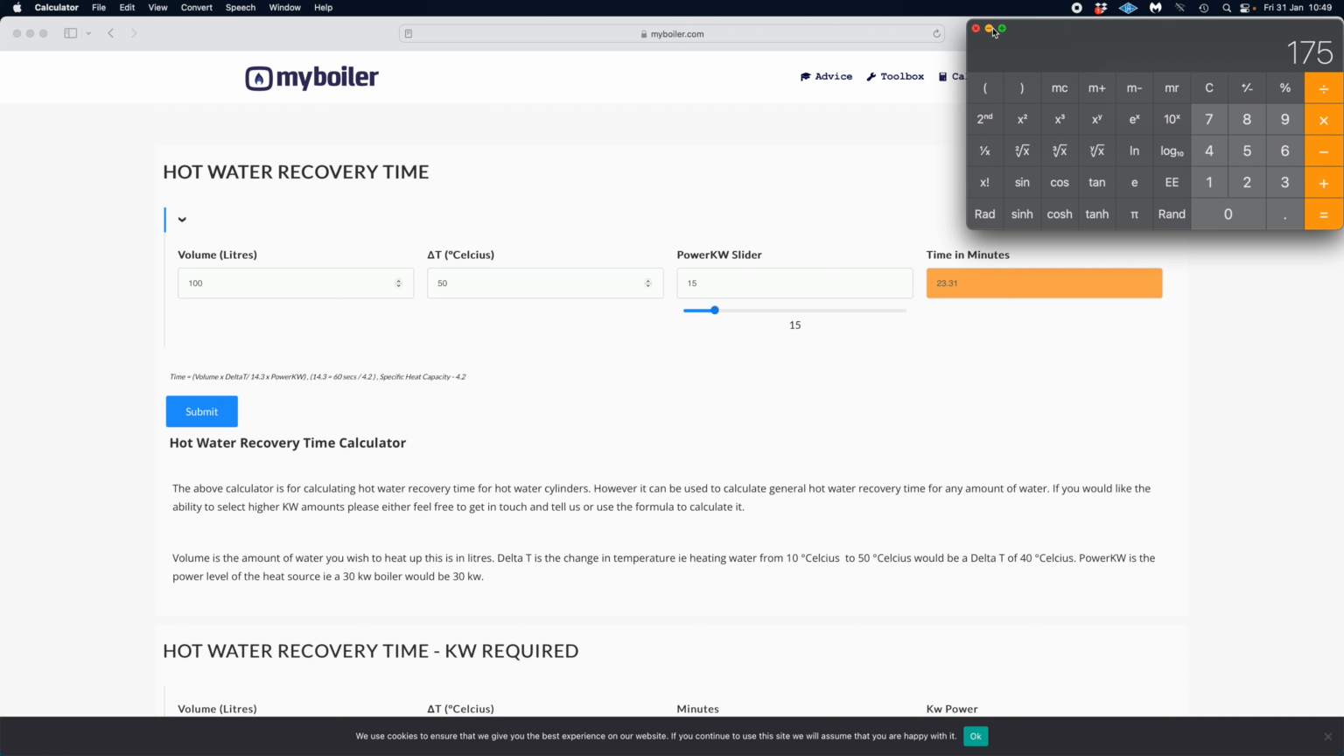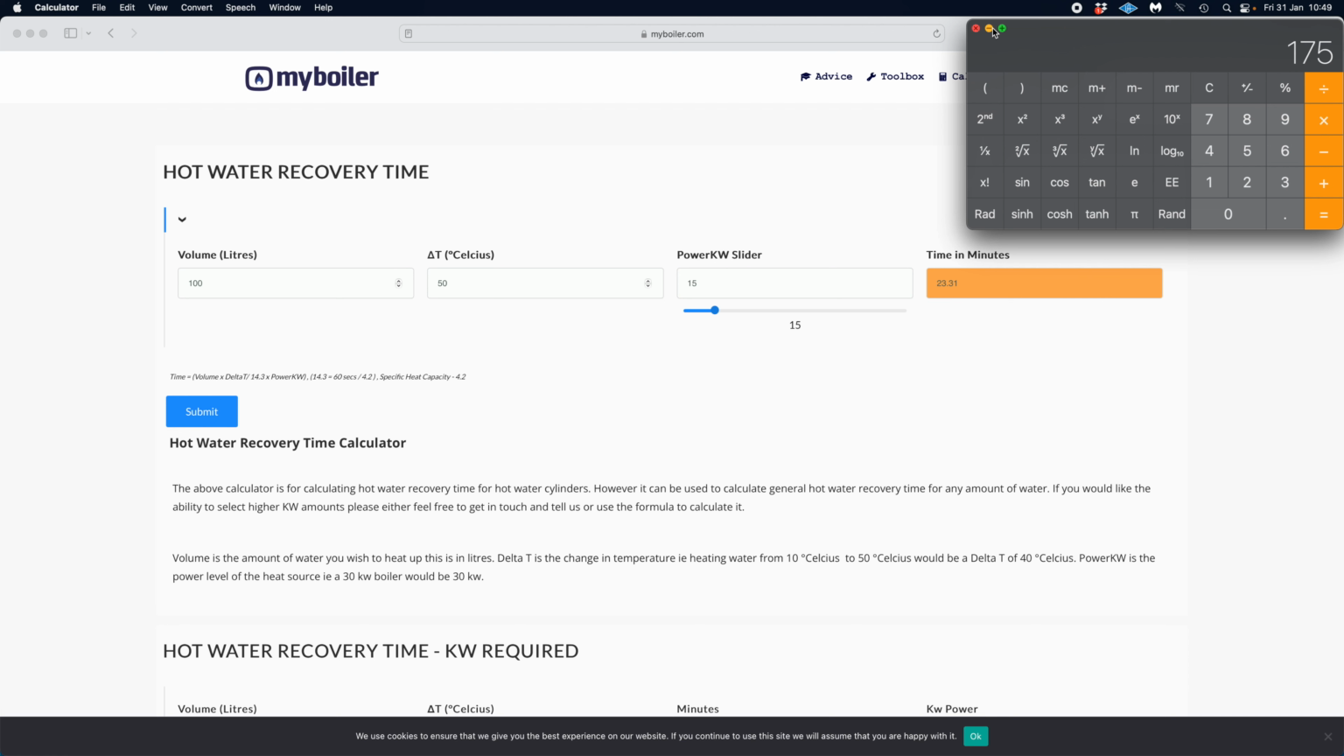And let's just say we've got a 24 kilowatt boiler. So there it is. That will heat that hot water cylinder up in 25 minutes. So 25 minutes. I mean, that could be afforded then to be heated up overnight.